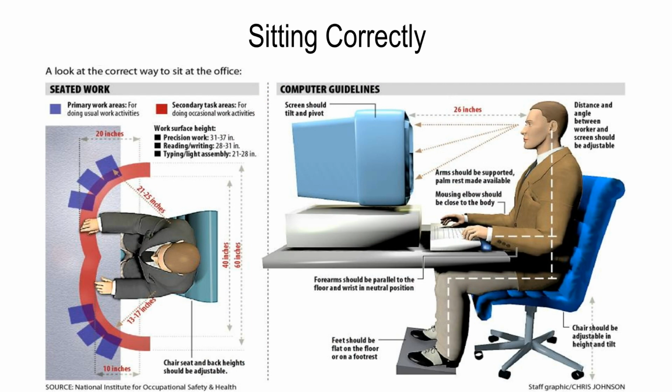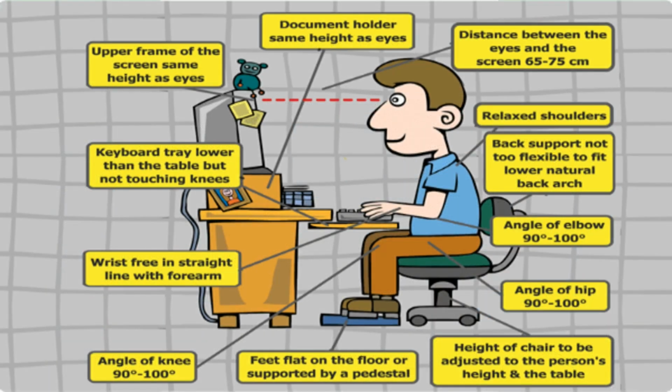Here is a guide to correct sitting posture. Note the 20 inches work surface height and 26 inches monitor distance. Ensure your chair is adjustable in height and tilt, with your feet flat on the floor or a footrest. Maintaining correct posture means angles of the elbow, hip, and knee should be between 90 to 100 degrees. Shoulders should be relaxed and the back properly supported.